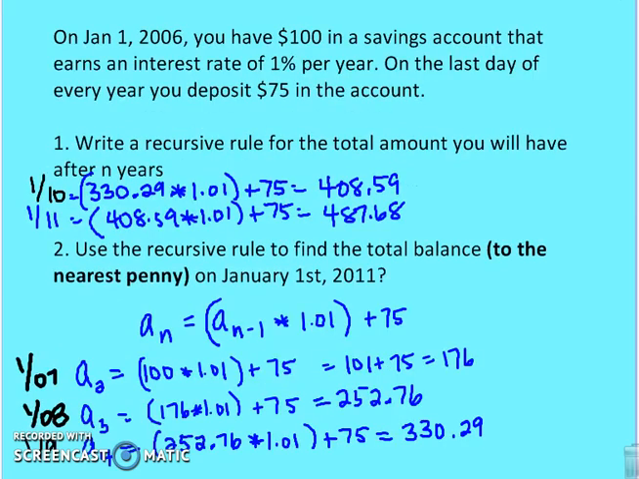All right, so we want to write a recursive rule. I'm going to do this kind of in reverse order a little bit. I'm going to answer number 1 first. So a sub n is equal to a sub n minus 1 times 1.01. So I'm taking the entire balance or principal and I'm adding 1% of interest. And then at the end, I'm going to add the $75.